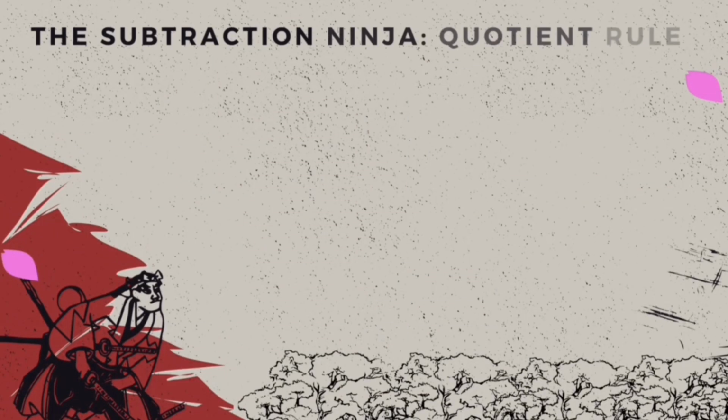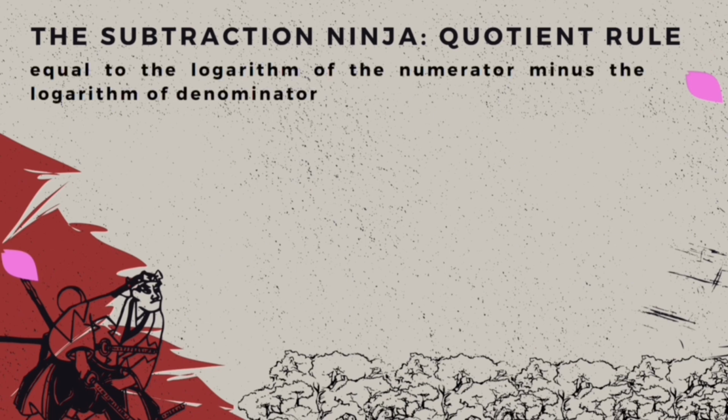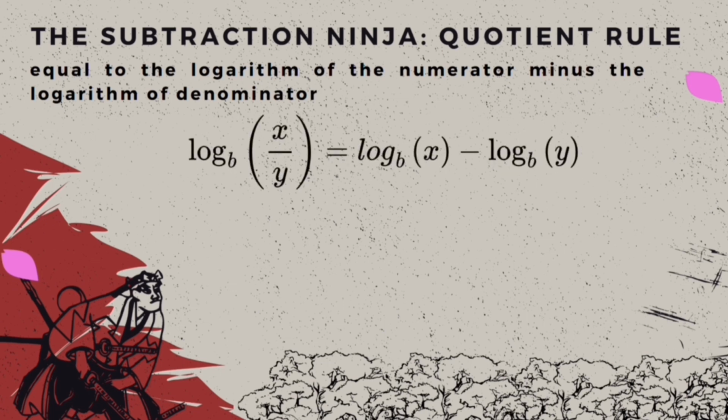Next, meet the subtraction ninja, the quotient rule, which is equal to the logarithm of the numerator minus the logarithm of the denominator. Introducing the quotient rule formula. Log of x over y with base b is equal to log of x base b minus log of y base b. Logs don't like fractions. They settle division problems by turning them into subtraction.